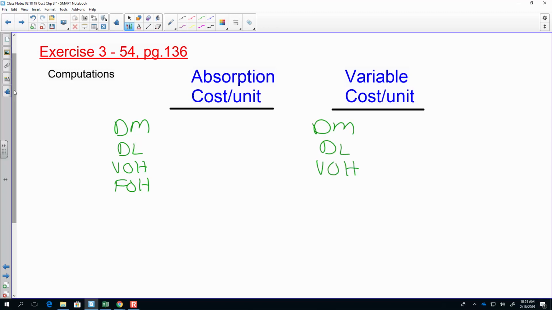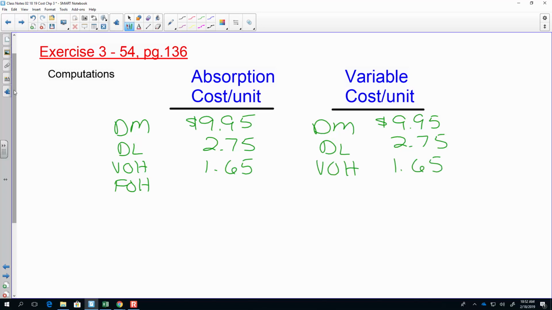The 3-part, the 4-part, right? And we're just going to put the amounts down. $9.95 for direct materials. Direct labor was $2.75, correct? Variable overhead is 165. Thank you, Michelle. And then our fixed overhead is 250.